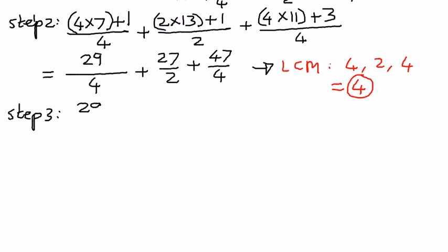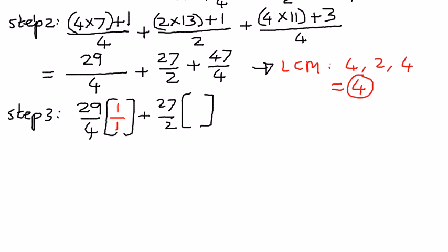We take the first improper fraction, 29 over 4, and I'm going to multiply and divide by 1. It is not going to change the denominator, but we have a common denominator of 4 now. I'm going to take the second improper fraction, which is 27 over 2, and multiply and divide that by 2, and therefore the common denominator now is going to be equal to 4.